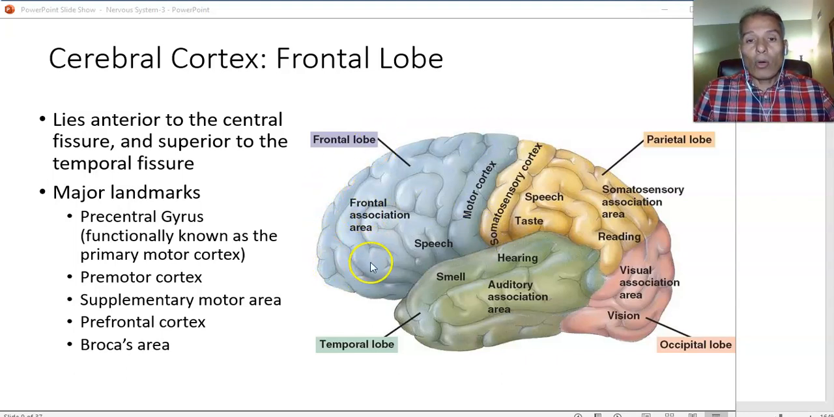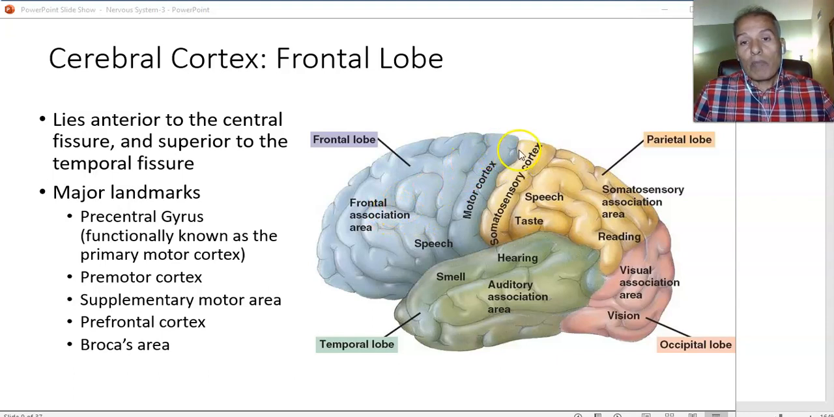The frontal lobe, first, is separated from the parietal lobe by the central fissure or the Rolandic fissure. It is separated from the temporal lobe by the lateral fissure. That's it. These are the boundaries. Now, what are the major stations that we are going to focus on here?